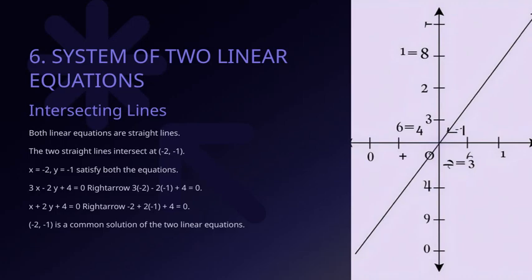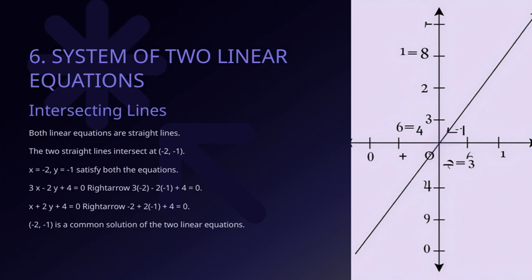Let's look at this example where minus 2, minus 1 is a common solution to both linear equations. When we substitute x equals minus 2 and y equals minus 1 into the first equation, x plus 2y plus 4 equals 0, we get minus 2 plus 2 times minus 1 plus 4, which simplifies to 0. Similarly, for the second equation, 3x minus 2y plus 4 equals 0, substituting the same values gives 3 times minus 2 minus 2 times minus 1 plus 4, which also simplifies to 0.